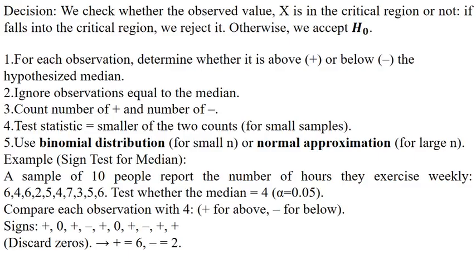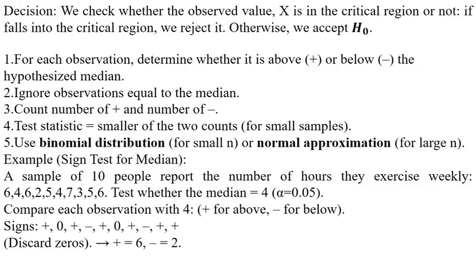So, an example. A sample of 10 people report the number of hours they exercise weekly, which are 6, 4, 6, 2, 5, 4, 7, 3, 5, and 6. Test whether the median equals 4 at our alpha level. Here our alpha level is given to be 0.05. Compare each observation with 4, plus if above and minus if below.